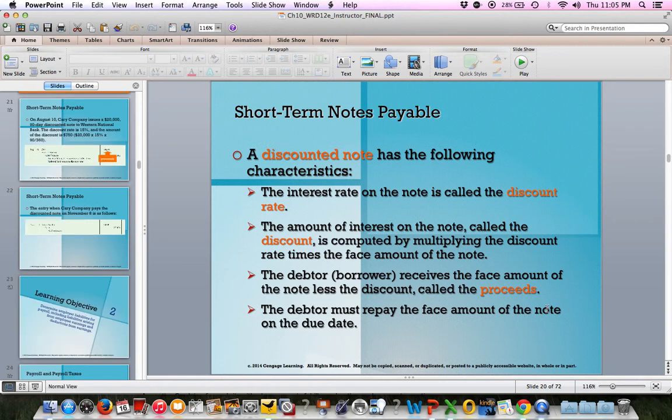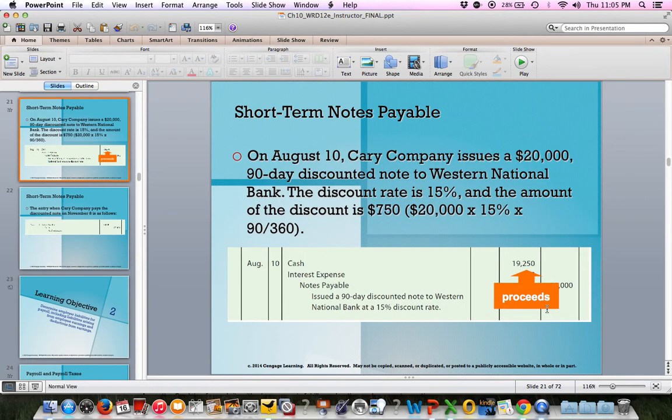So a discounted note works a little bit different in that you don't receive the full amount. So if you're going to borrow $20,000, you don't receive $20,000. You receive an amount less than that because of the discount that was applied.